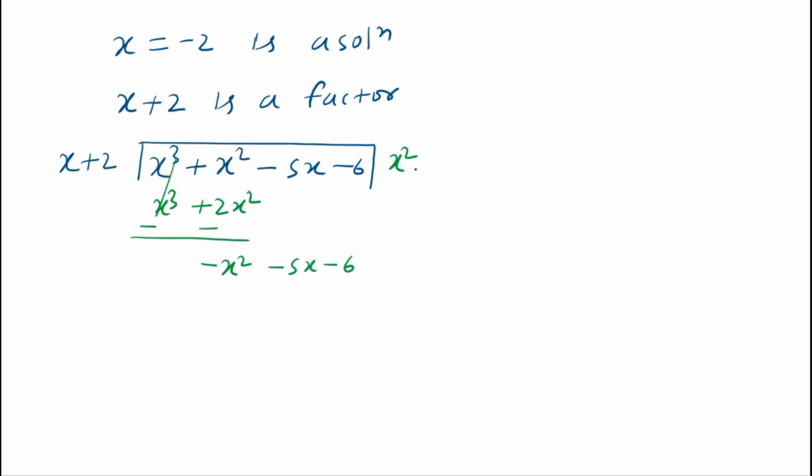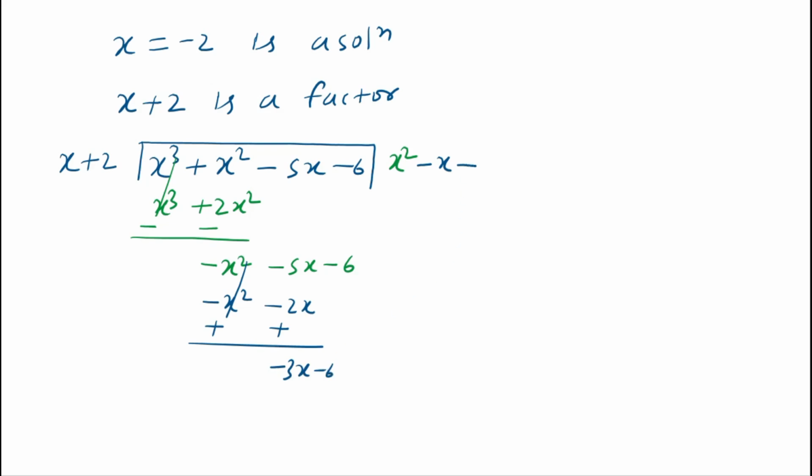Now if we take minus x and multiply it by x plus 2, then you will get minus x square minus 2x. Here plus and here plus. Then this is minus x square and this is plus x square, both cancel out. Here minus 5x and plus 2x, this is minus 3x minus 6.